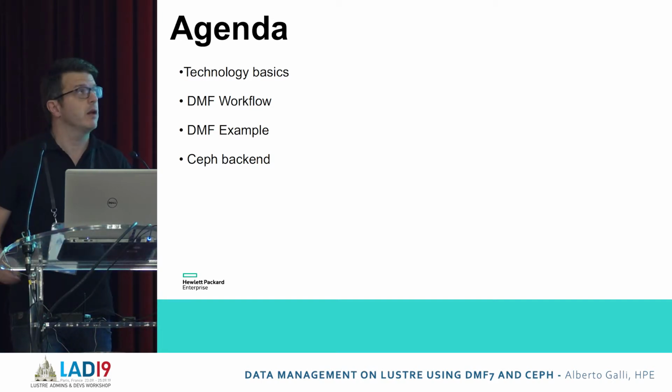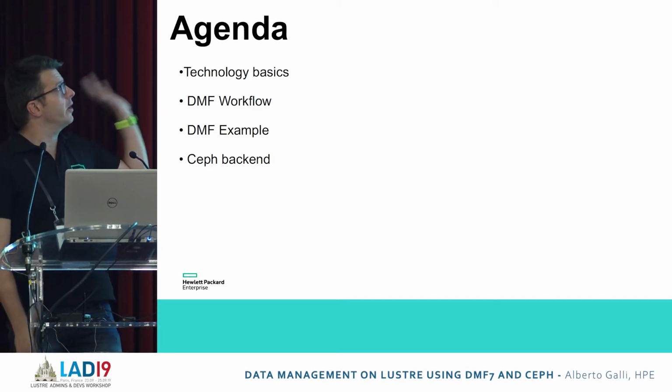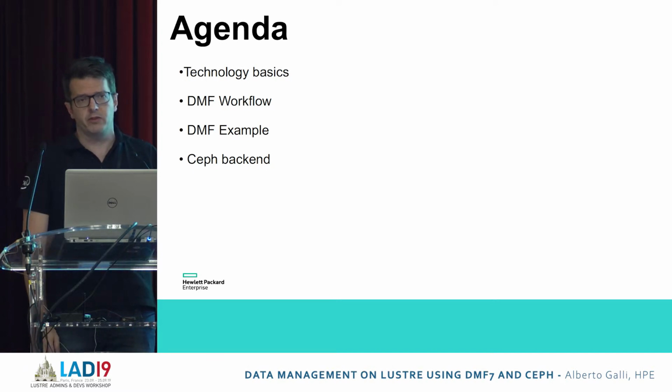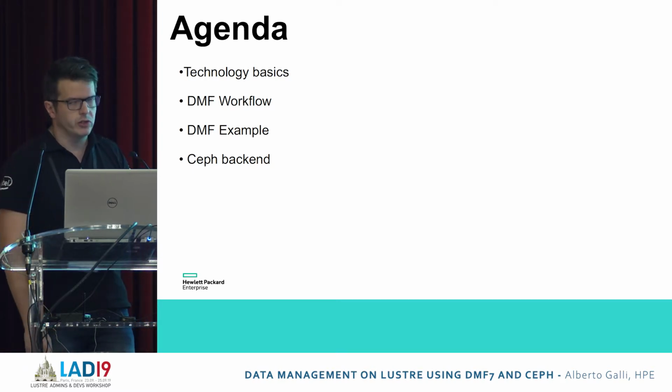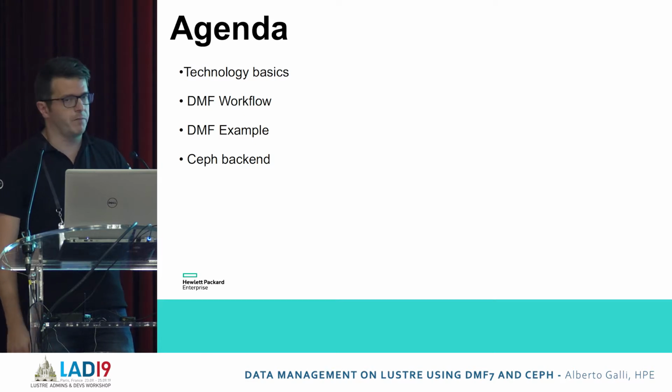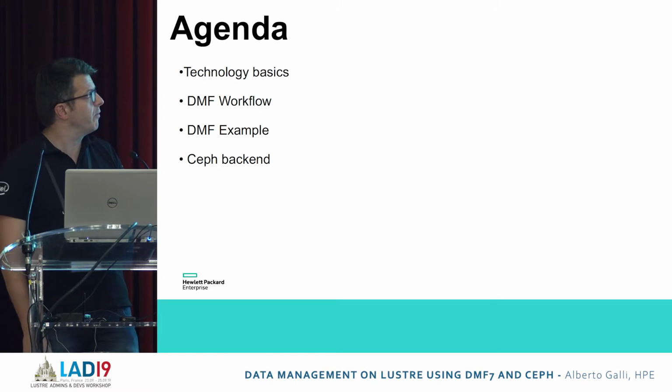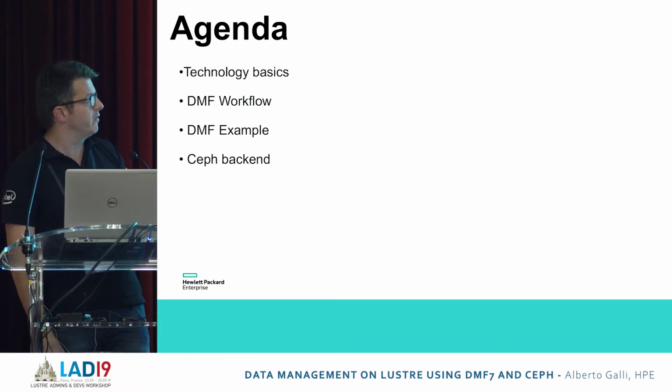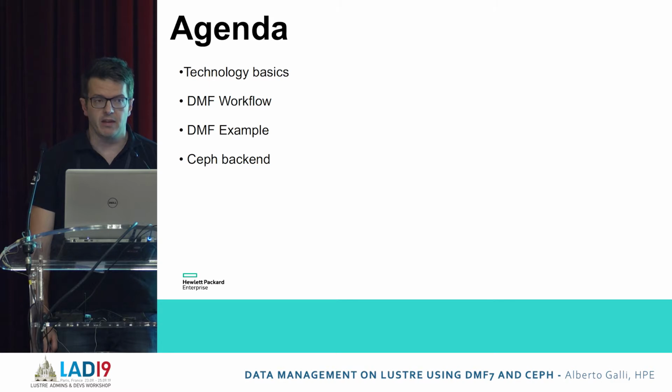What I'll do here is talk a little bit more about DMF, not go into too much detail, I'll go into some details, but not the same as Olaf. I'll walk through the workflow, give some interesting examples of what we can do with DMF, which I think we cannot do with Robinhood, for instance. And talk a little bit about how we integrate that with a Ceph backend, okay?